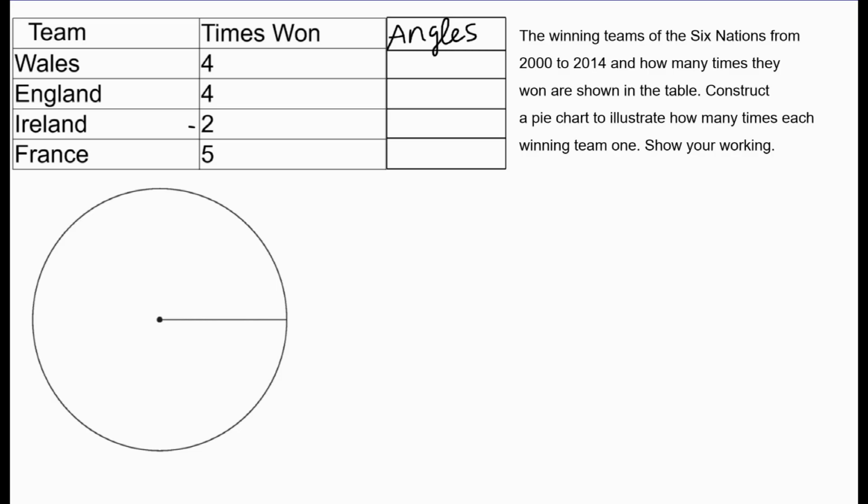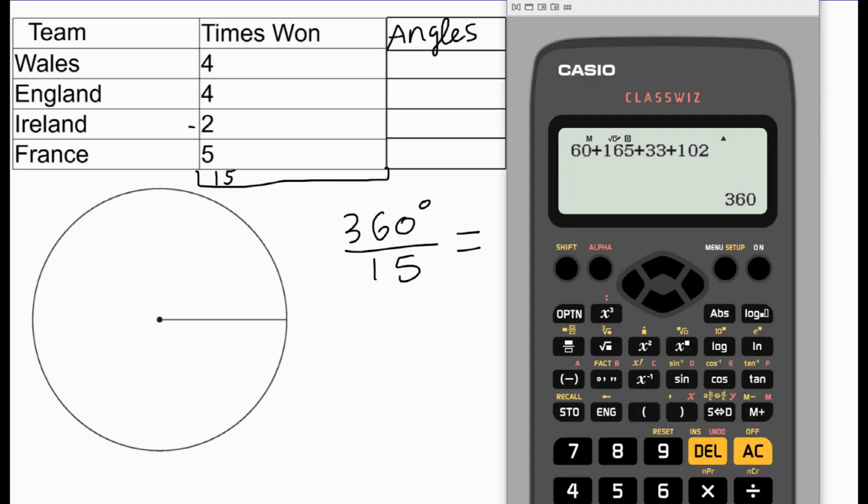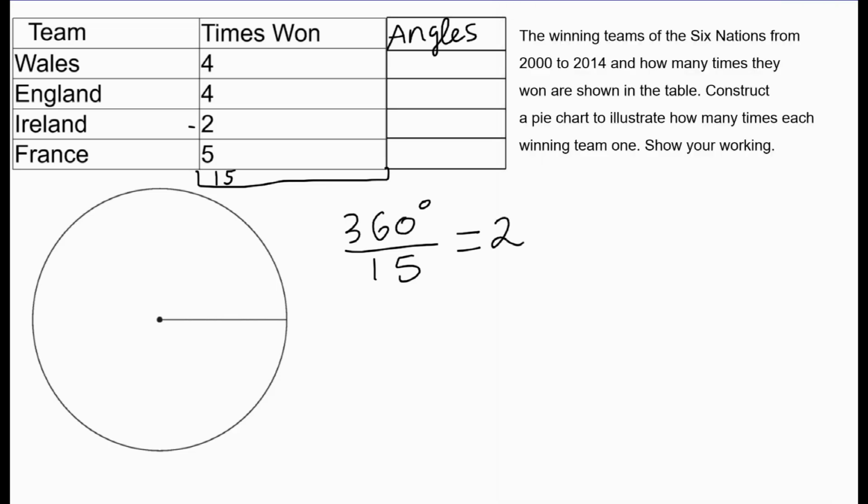Okay, so here are the answers. I'm going to work out my total frequency, so the total number of times 1, 4, 8, 10, 15, that's 15. To work out my multiplier, I need to do 360 degrees divided by 15, which is going to be 120 over 5, which is going to be 24. So what this means is that every single win is worth 24 degrees. So I need to times by 24 to get my angles.